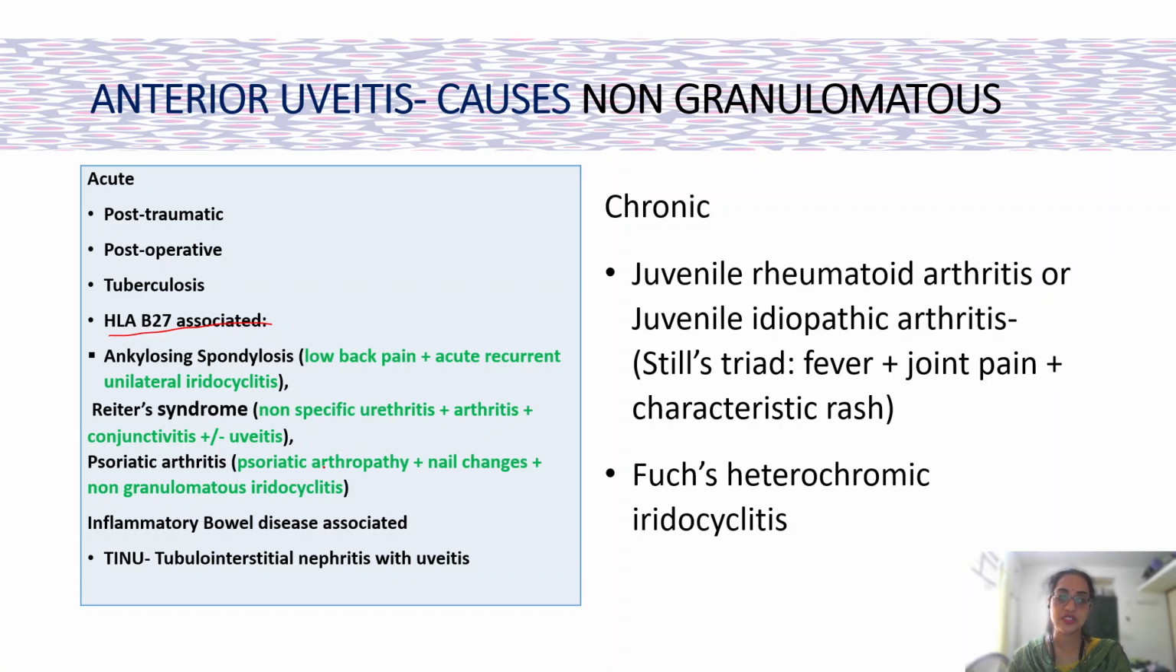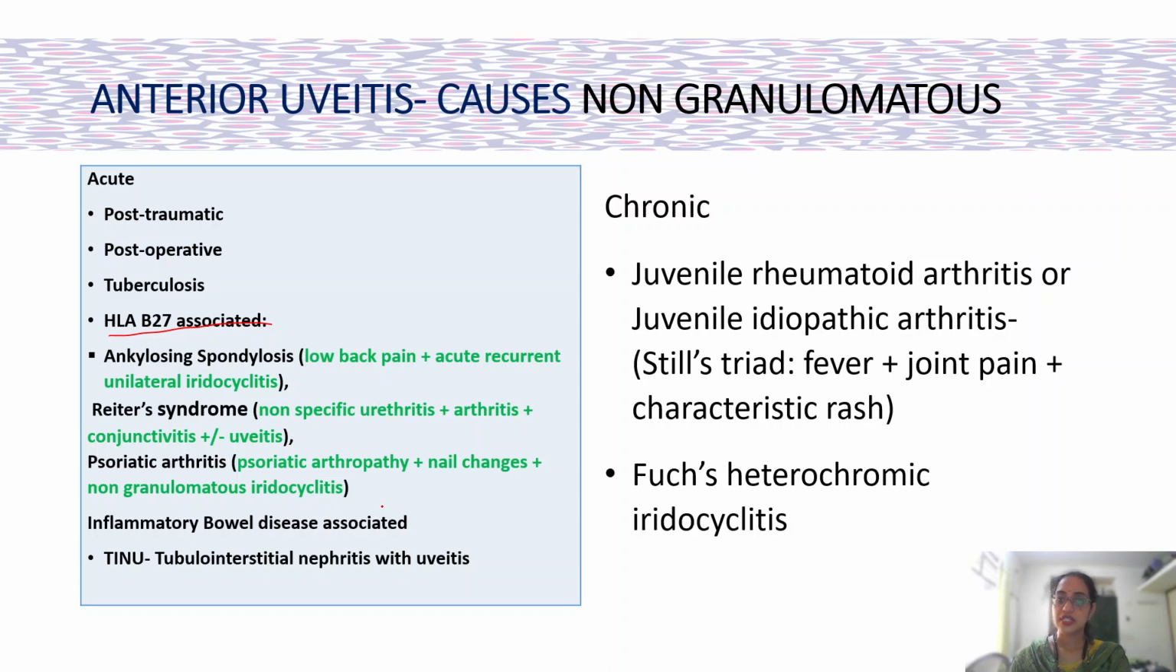Psoriatic arthritis, which is characterized by psoriasis, psoriatic arthropathy, nail changes, and non-granulomatous iridocyclitis. And then you have inflammatory bowel disease associated uveitis. And then we have tubulointerstitial nephritis associated with uveitis, known as TINU. So these are the acute causes of non-granulomatous anterior uveitis.